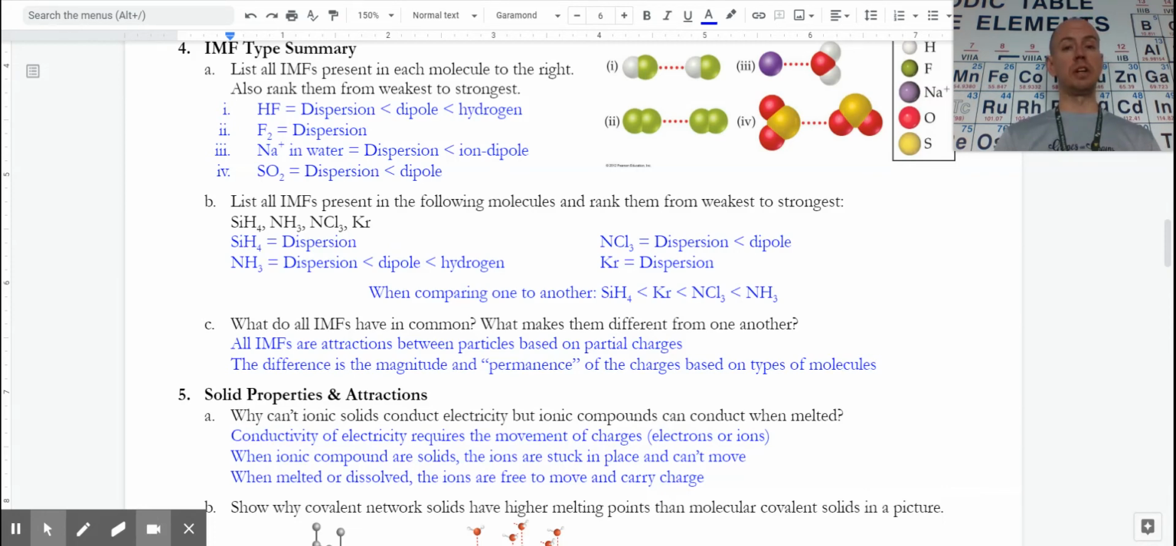NH3 has dispersion because it's a molecule, dipole because it's trigonal pyramidal, therefore asymmetrical and polar. It has hydrogen bonding because the H is directly on the N.